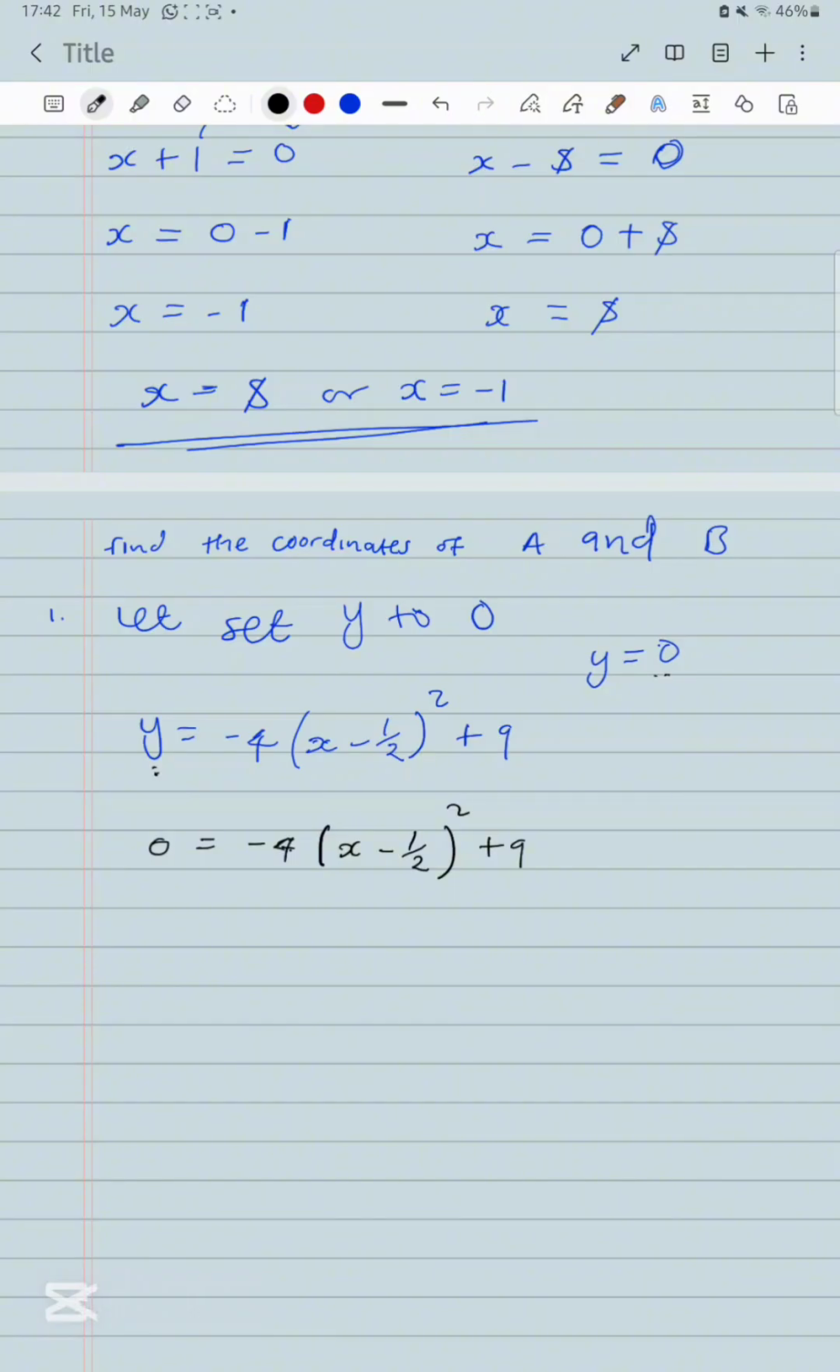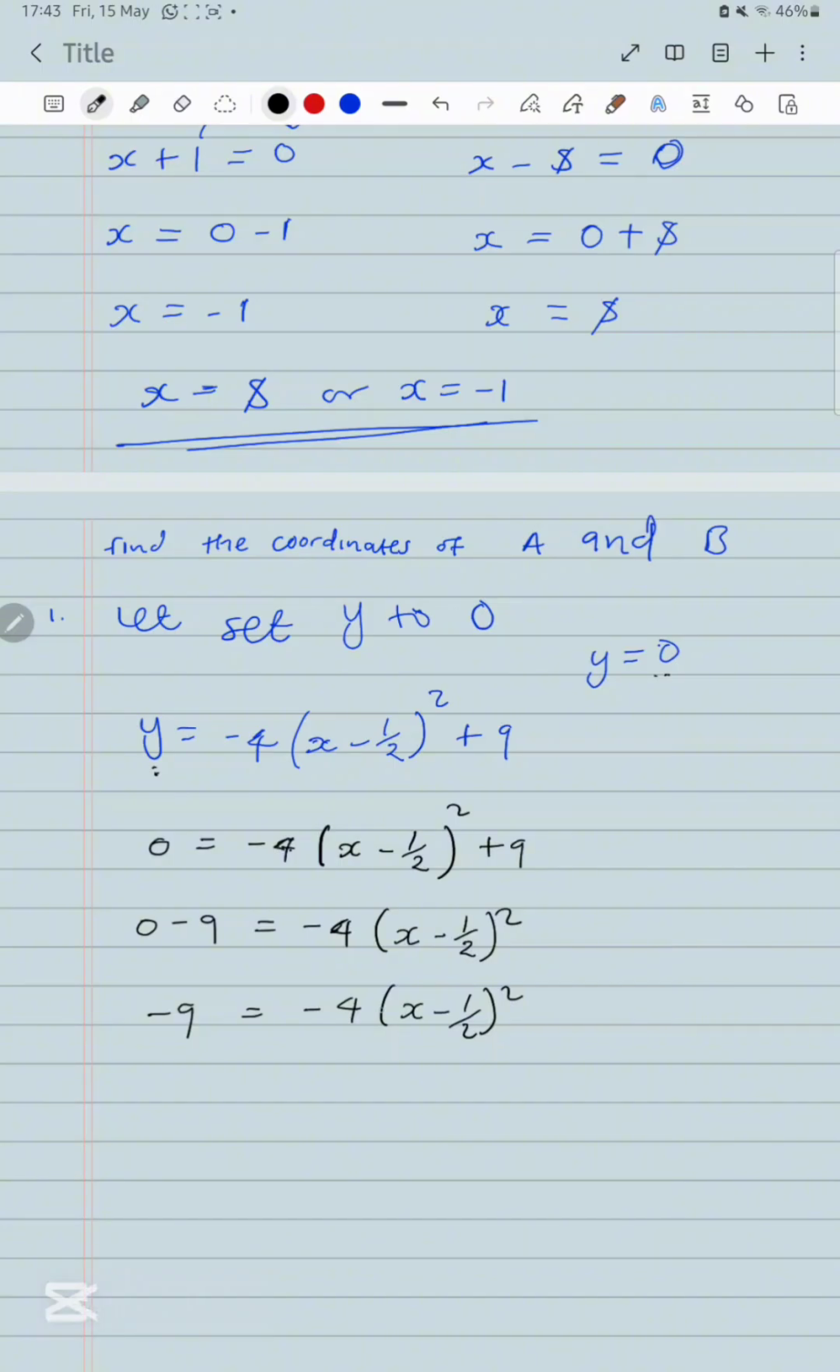Let us take the 9 to the other side. This 9 is positive, so when it crosses the equal sign it becomes negative 9. So negative 9 is equal to negative 4, open, x minus 1 over 2, squared.